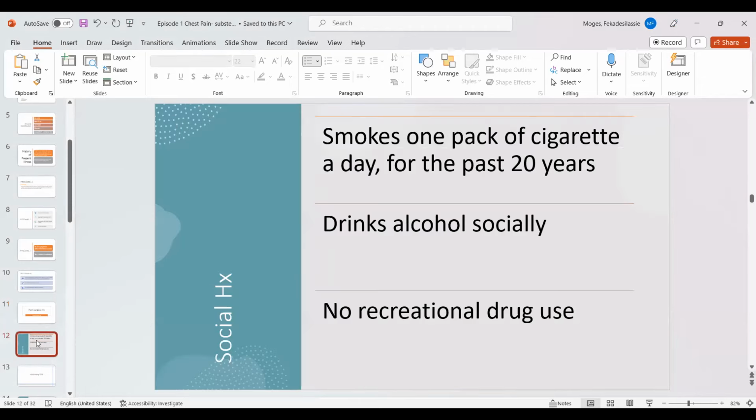So past surgical history, and then what's next? Let's see what's next. Then social history. Agga was really eager, and some of you were eager to ask questions. So I told you, yes, smoking history, 1 pack of cigarettes. I said 30 years. I'm correcting myself. For the past 20 years, I'm sorry, it's not the past 30 years. 20 years. I drink alcohol socially, no recreational drugs.